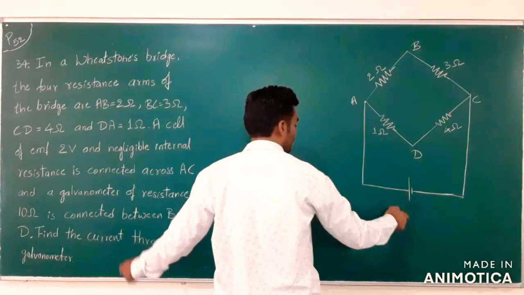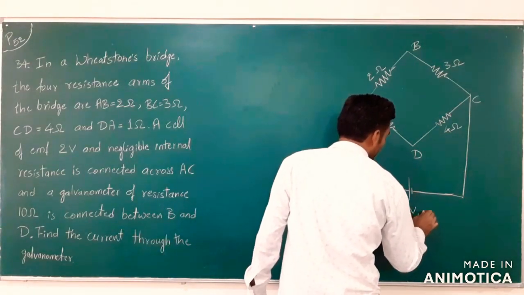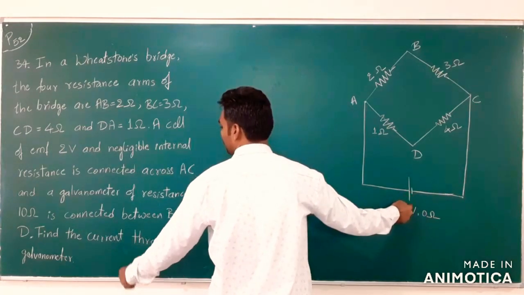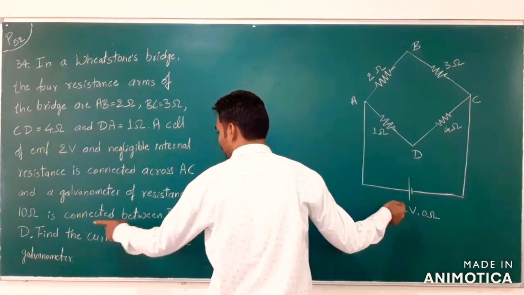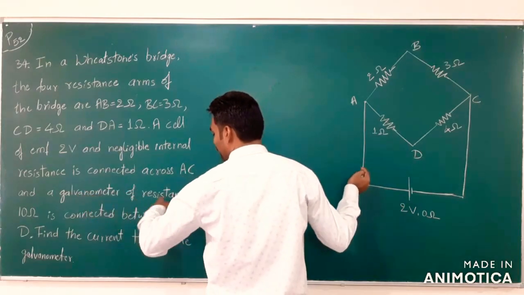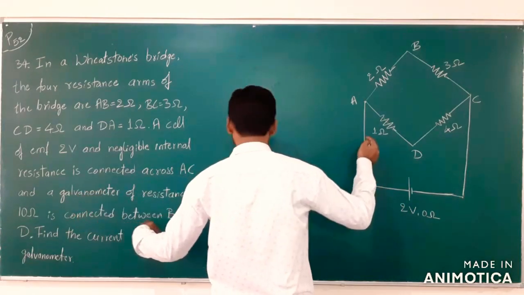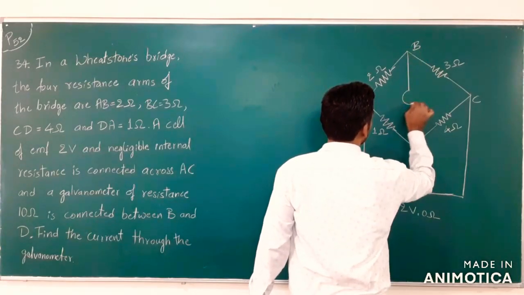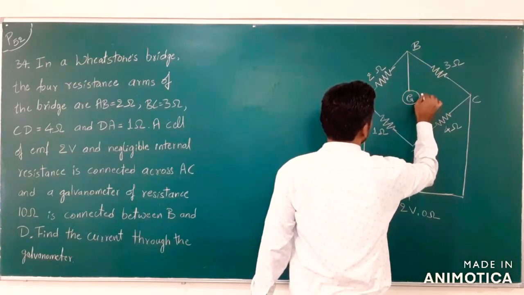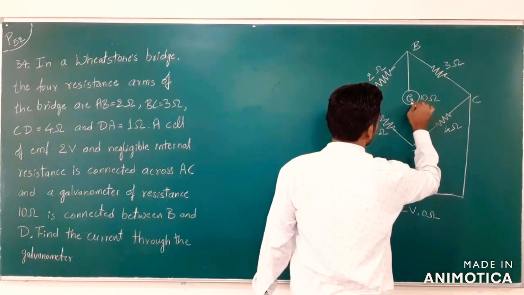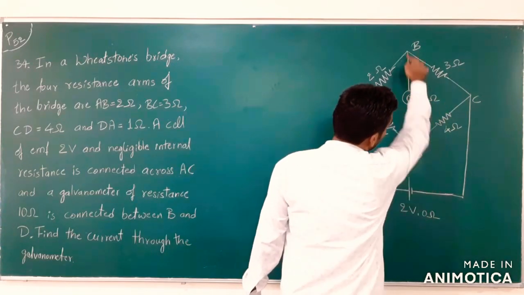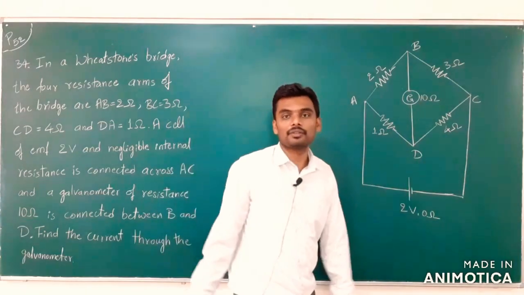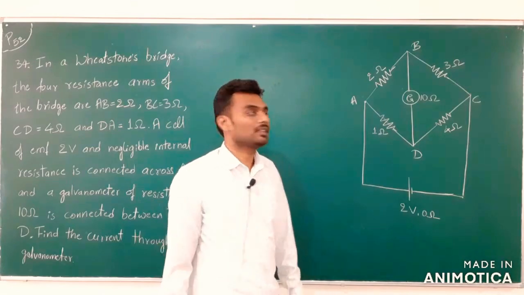So a cell of 2 volt EMF and negligible internal resistance, 0 ohm internal resistance, is connected here, and a galvanometer of resistance 10 ohm is connected between B and D. So here I have a galvanometer of resistance 10 ohm connected between B and D, right? Then what do we need to find? We need to find the current through the galvanometer.